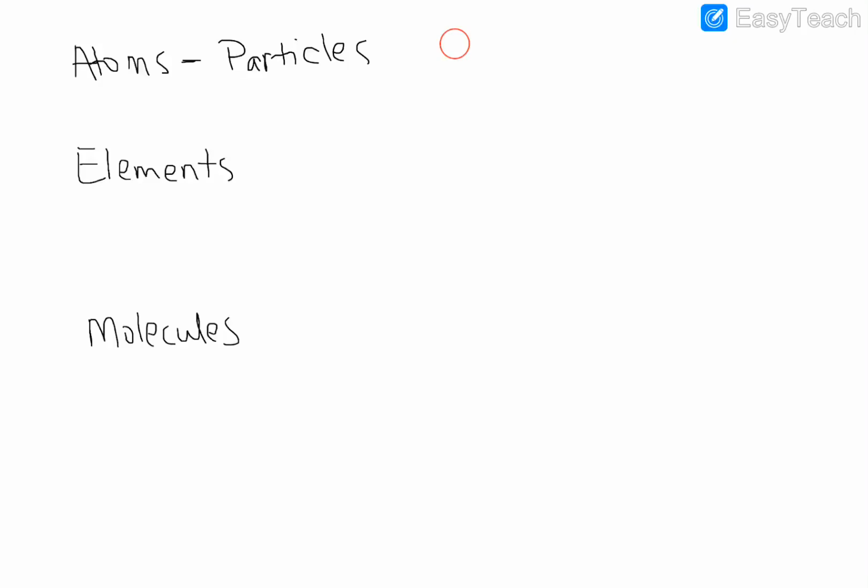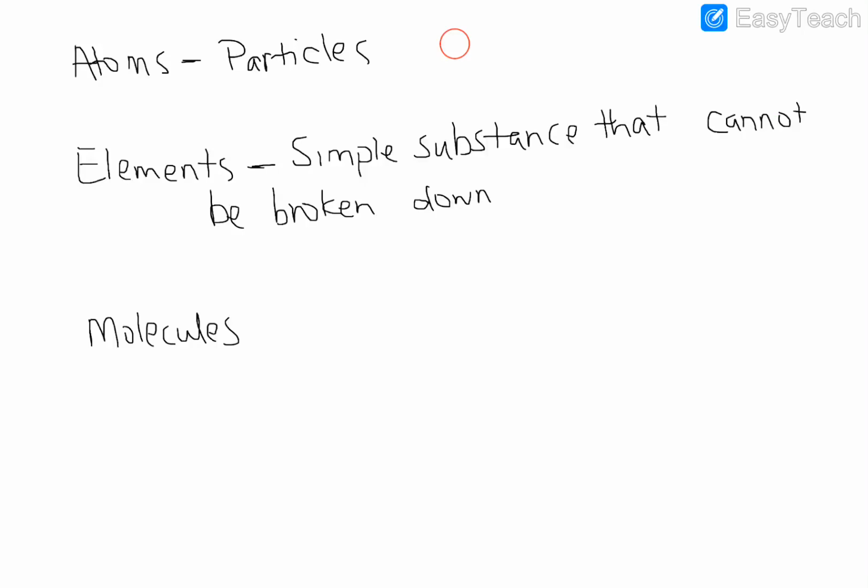Okay, so we have a particle. Now, particles can be of different sizes, they can be of different masses, and there have been studies that have classified these particles. So this is where the periodic table came from. So now you have different types of particles which have been called elements. So an element is a simple substance that cannot be broken down into any simpler substances.